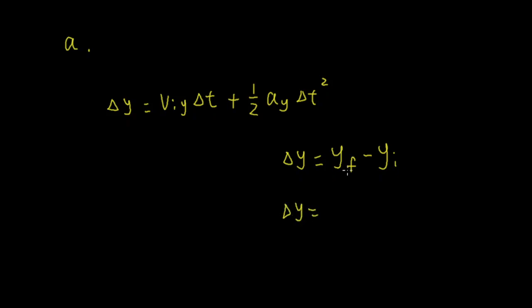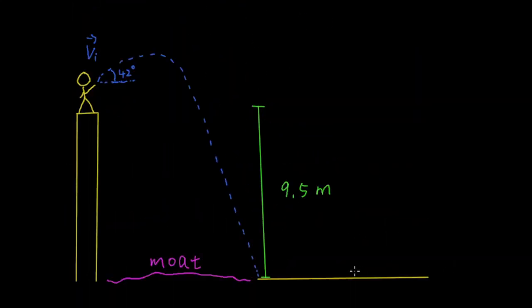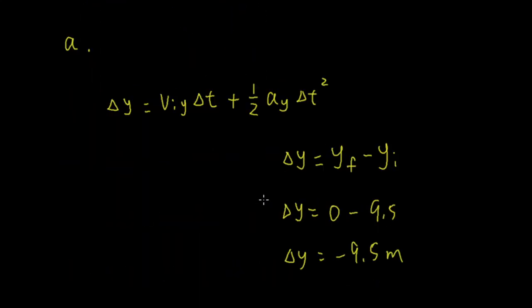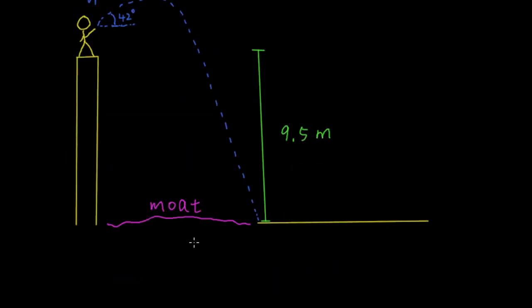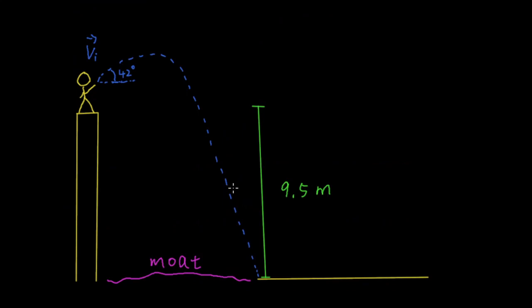delta y is equal to final height 0 minus initial height 9.5 meters. Then delta y is equal to negative 9.5 meters. Now it should be negative because the height has changed to lower, right? Okay, we have delta y. Can we calculate v initial y? Now, because this is a two-dimensional problem, we have to break this out into vectors.